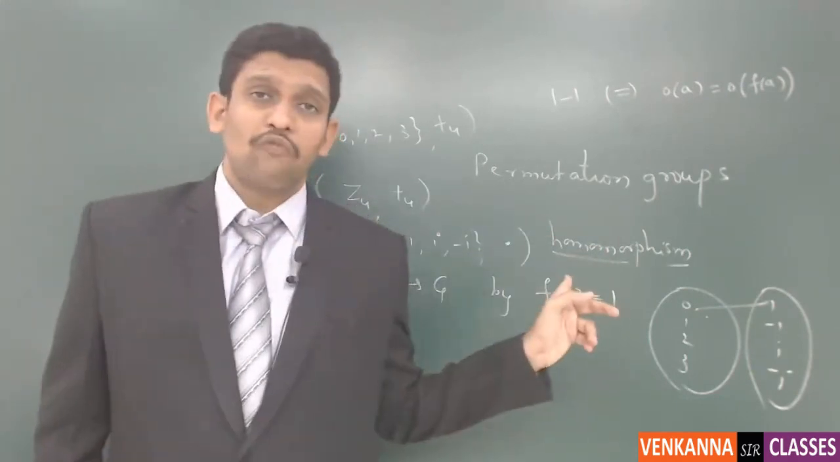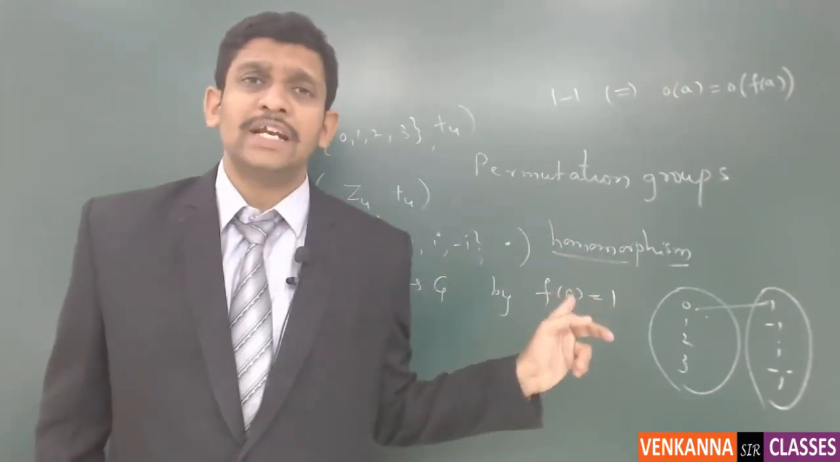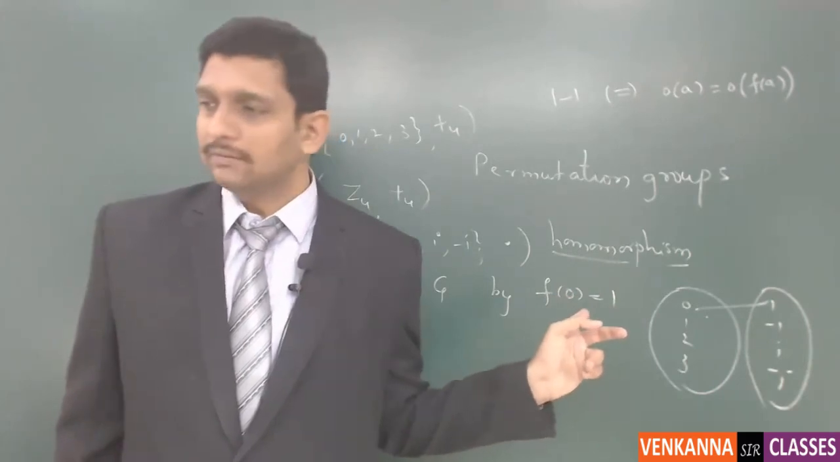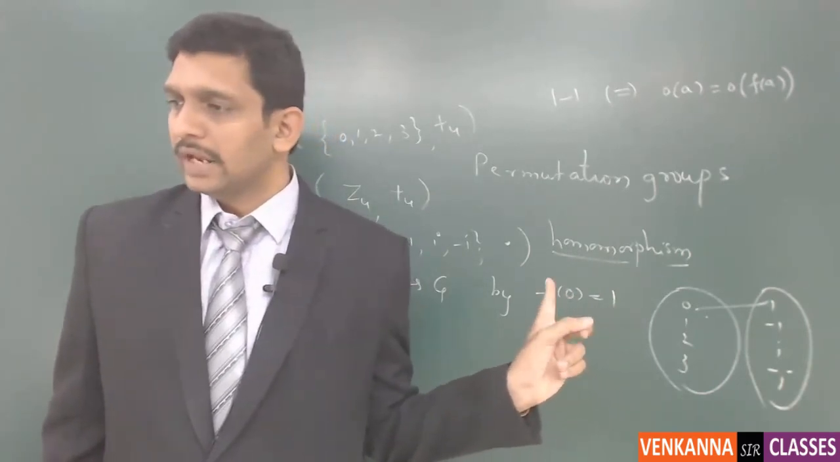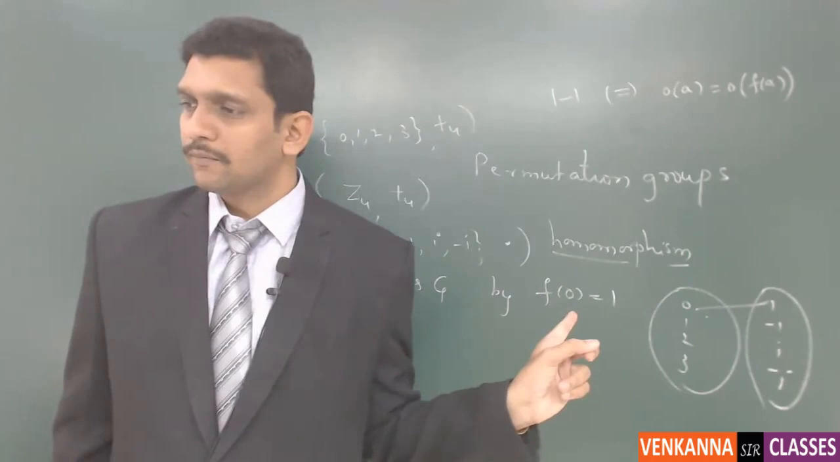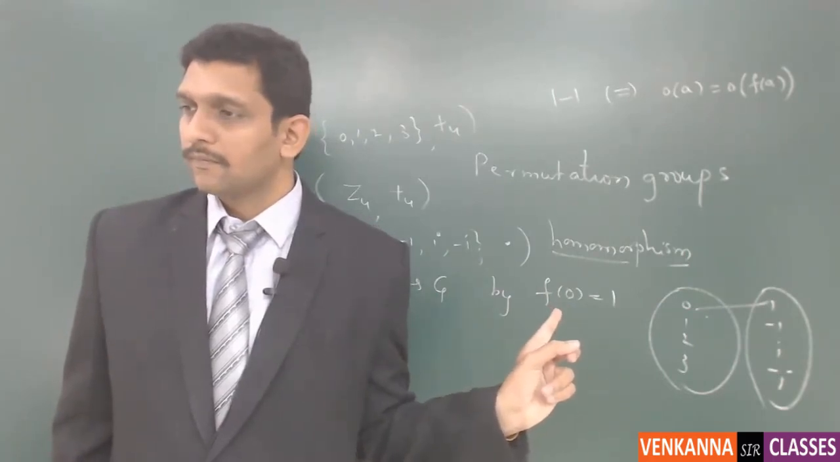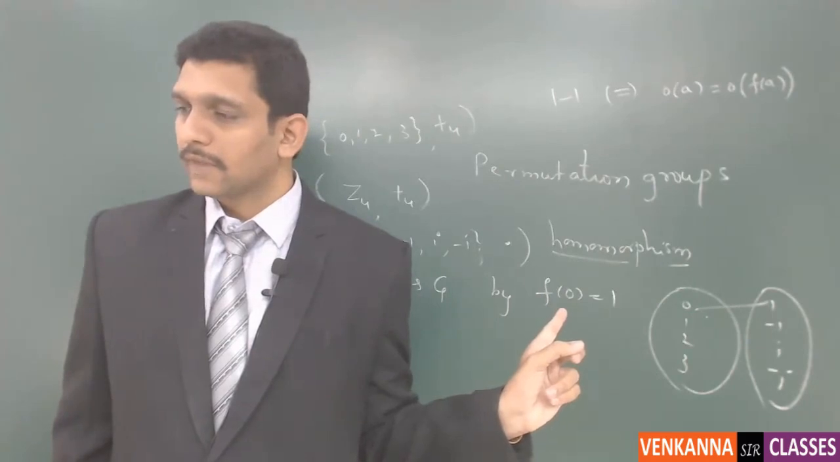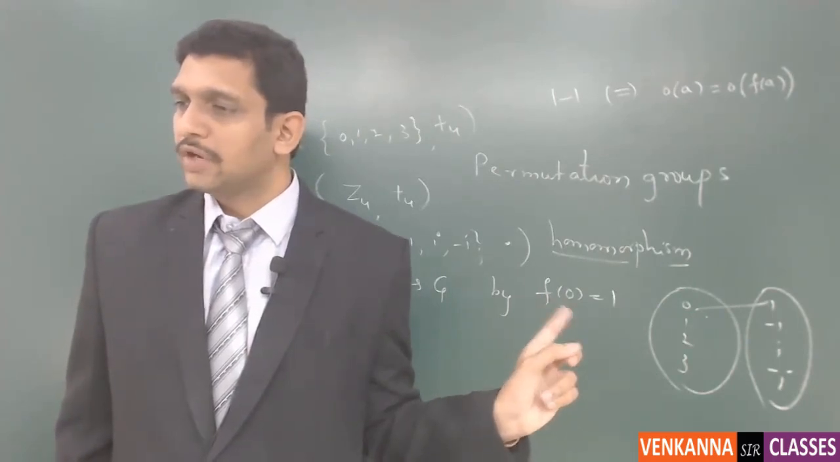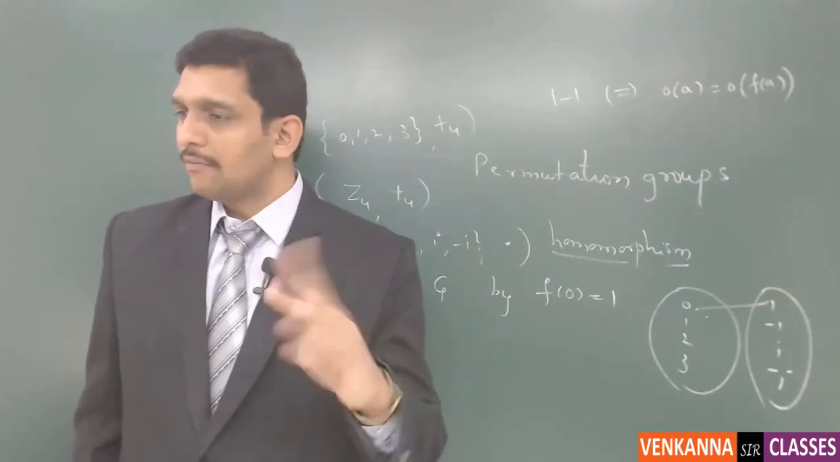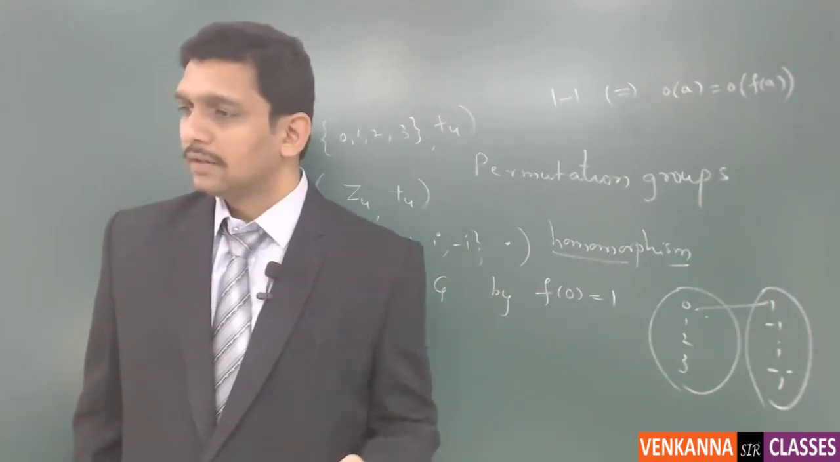So order of 1 is 4. Anybody has any doubts with regard to the order of 1? Any questions for anybody? Yes or no? Any doubts? How 4 has come as the order of the element? Clear.